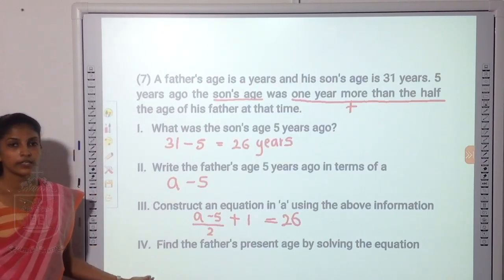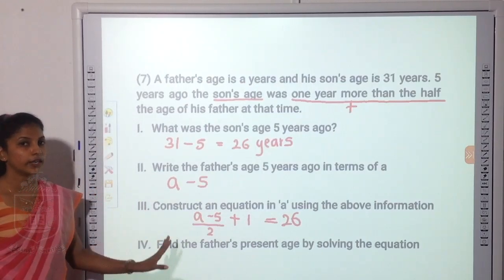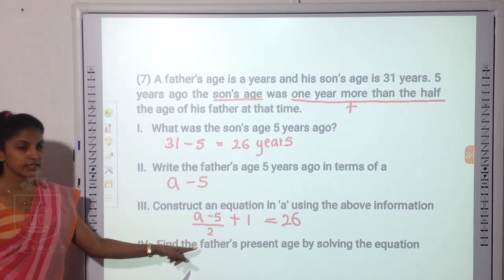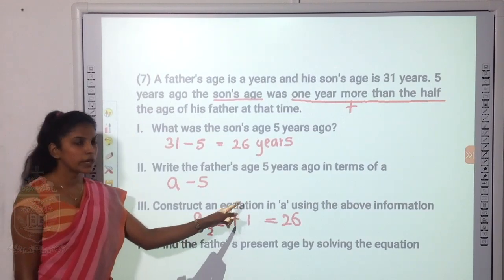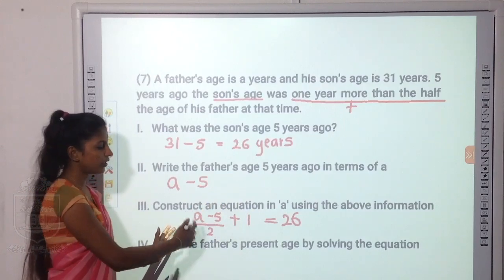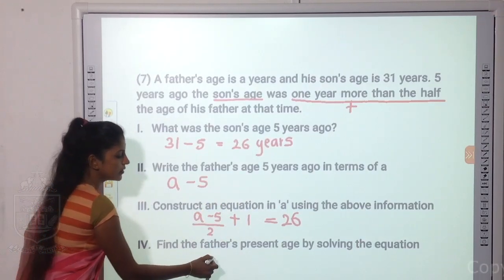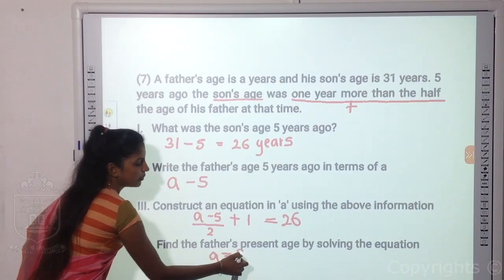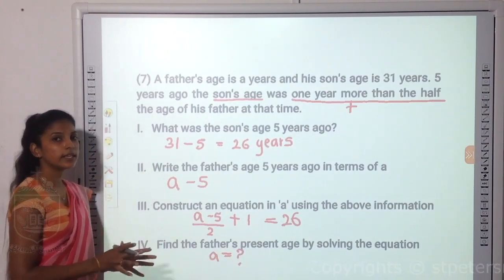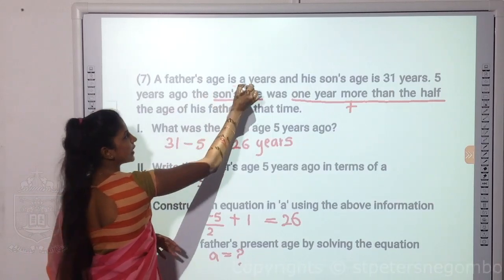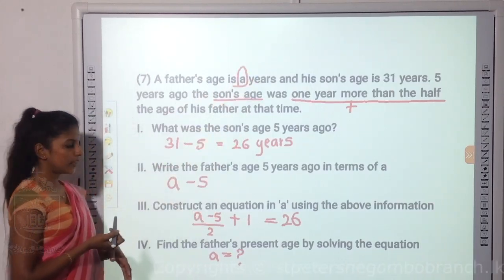So I hope you can simplify this equation. We have already done this kind of simplification containing fractions. Remove the plus 1 at first, and then you can remove the 2 and the 5. So you have to solve it and get the answer for A. A means what? That is the age of the father. The age of the father, that is A.